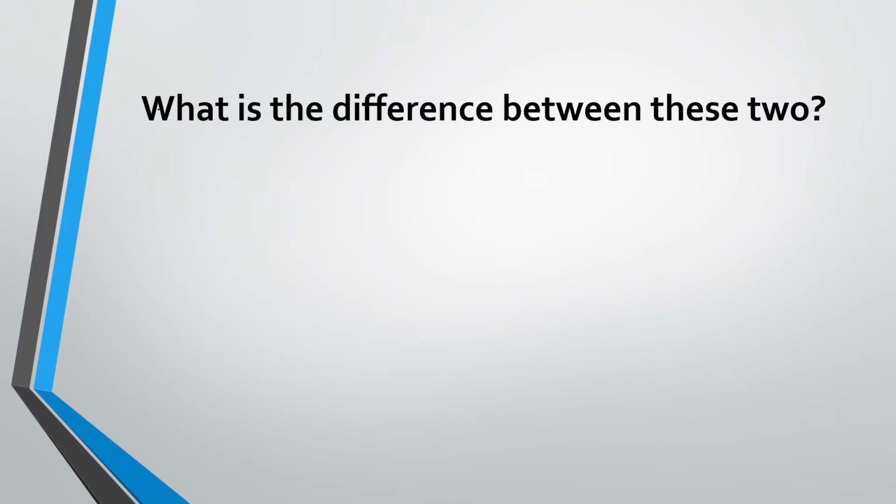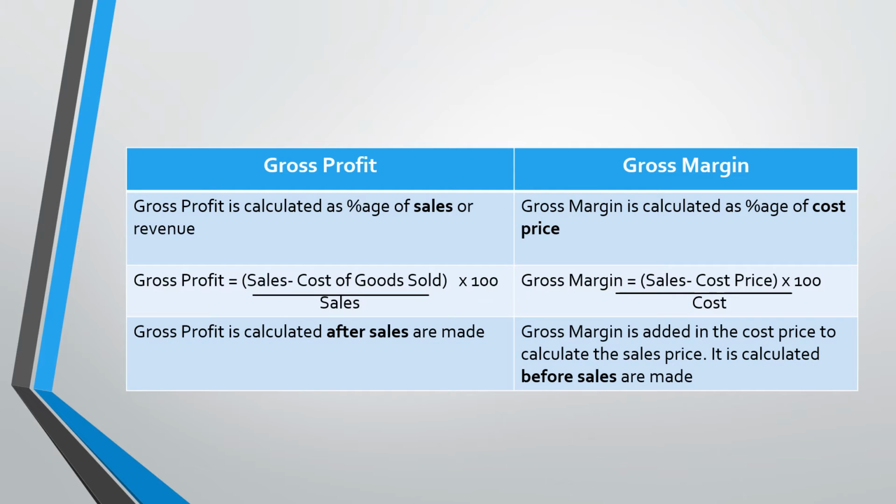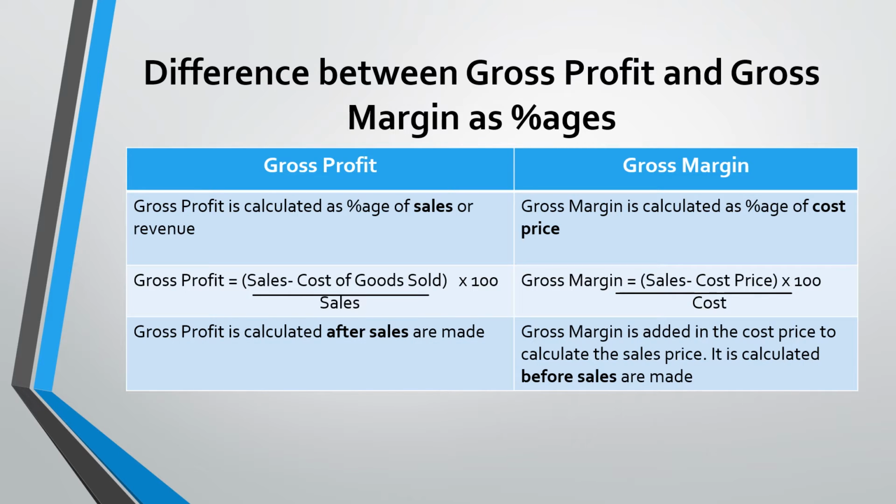Now, where does the difference come between these two terms? These two terms are normally presented as a percentage, and that is where the difference is. Let's go over the differences between gross profit and gross margin as percentages.